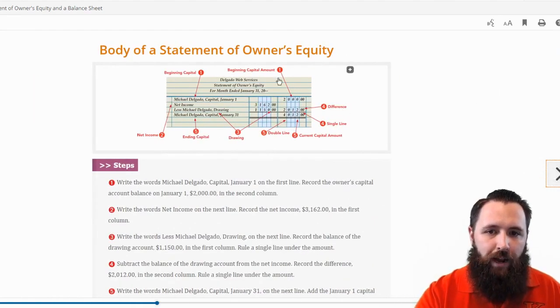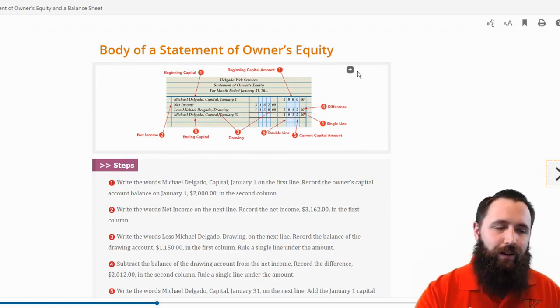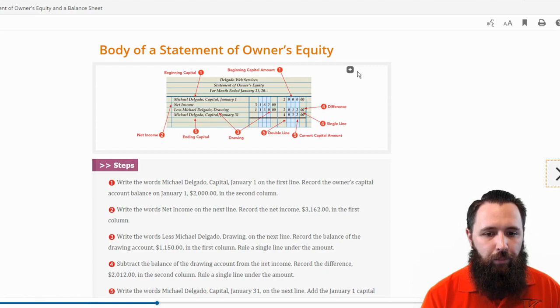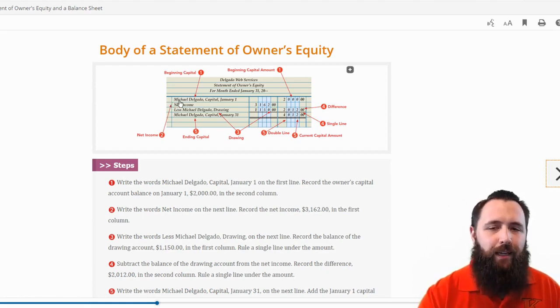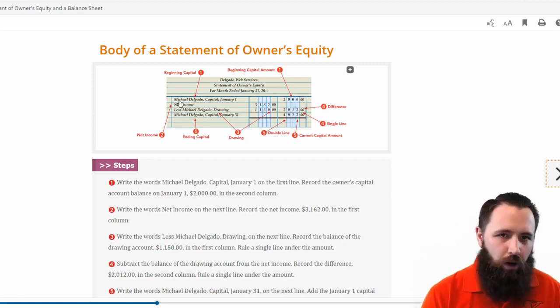And here is the body of our owner's equity statement. Now this statement is really different compared to that income statement. It's just formulated a little bit differently, okay? What we're going to do is start with our beginning capital account. Now, where do we get this beginning capital? We go right to our worksheet and right to that trial balance.